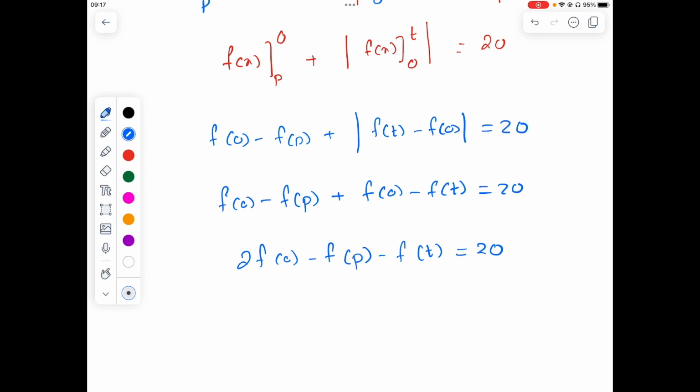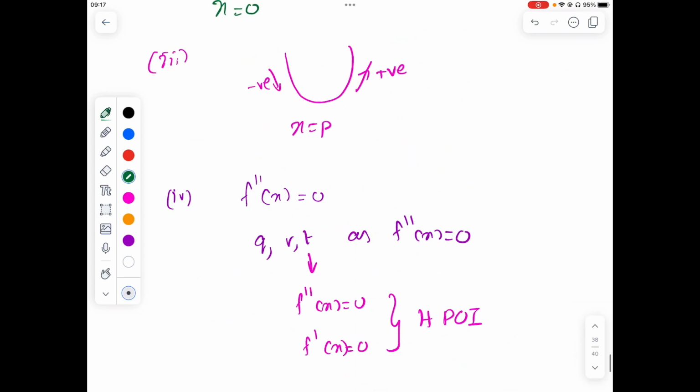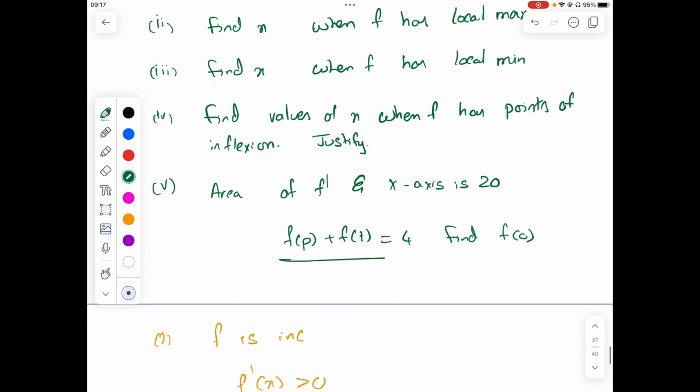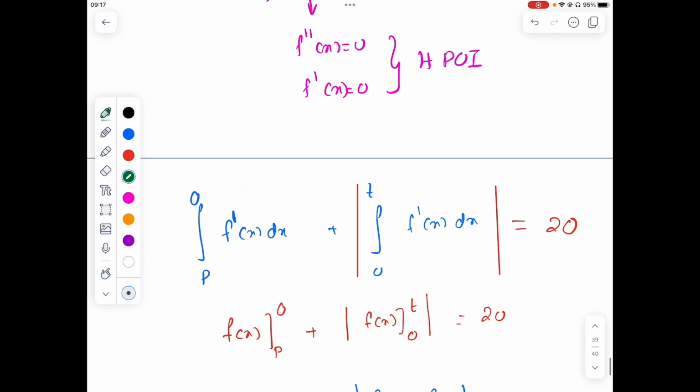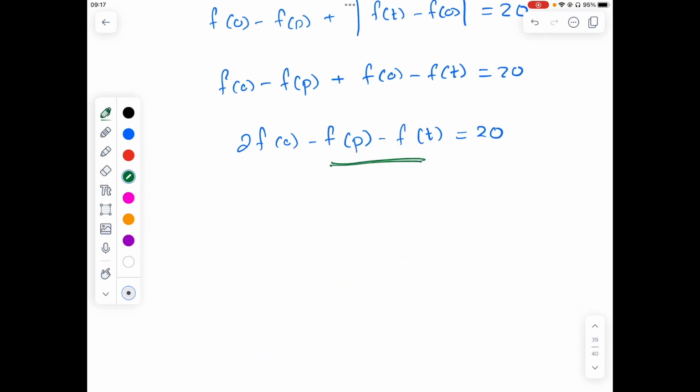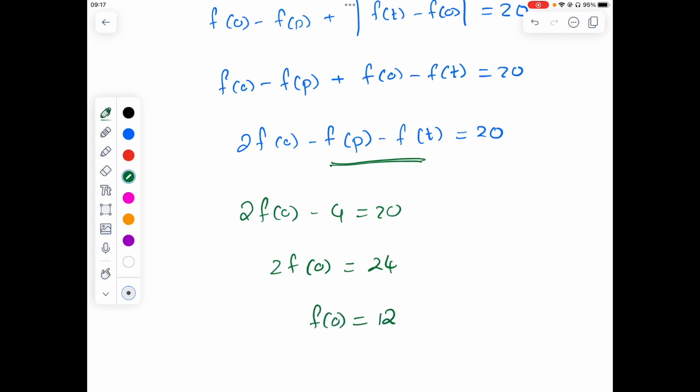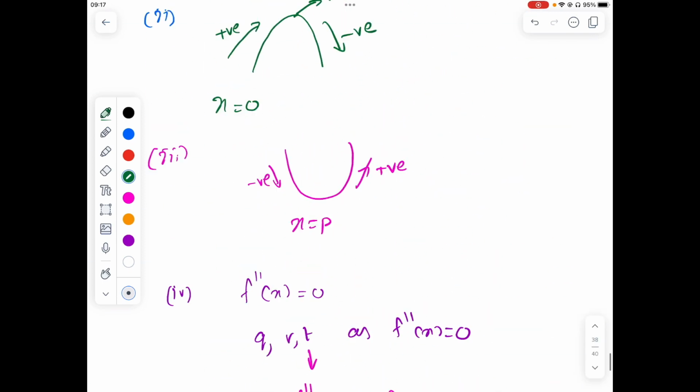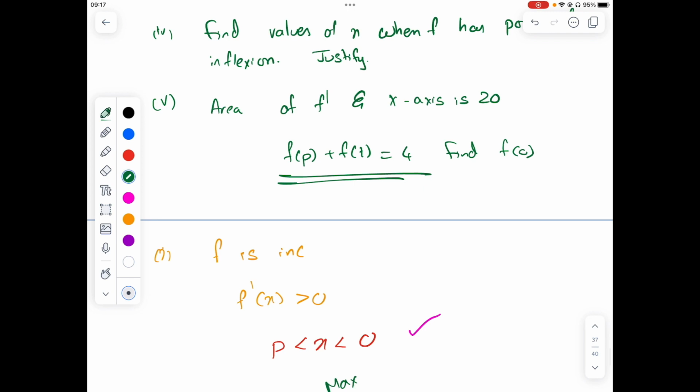But in the question, it can be clearly seen that f of p plus f of t is given as 4. So if I take that common, 2f of 0 minus 4 equals 20. So 2f of 0 equals 24. So f of 0 equals how much? 12. And I think he's not asking f of c, it is going to be f of 0 only. So what is the value of f of 0? f of 0 is going to be 12. That's going to be the answer.